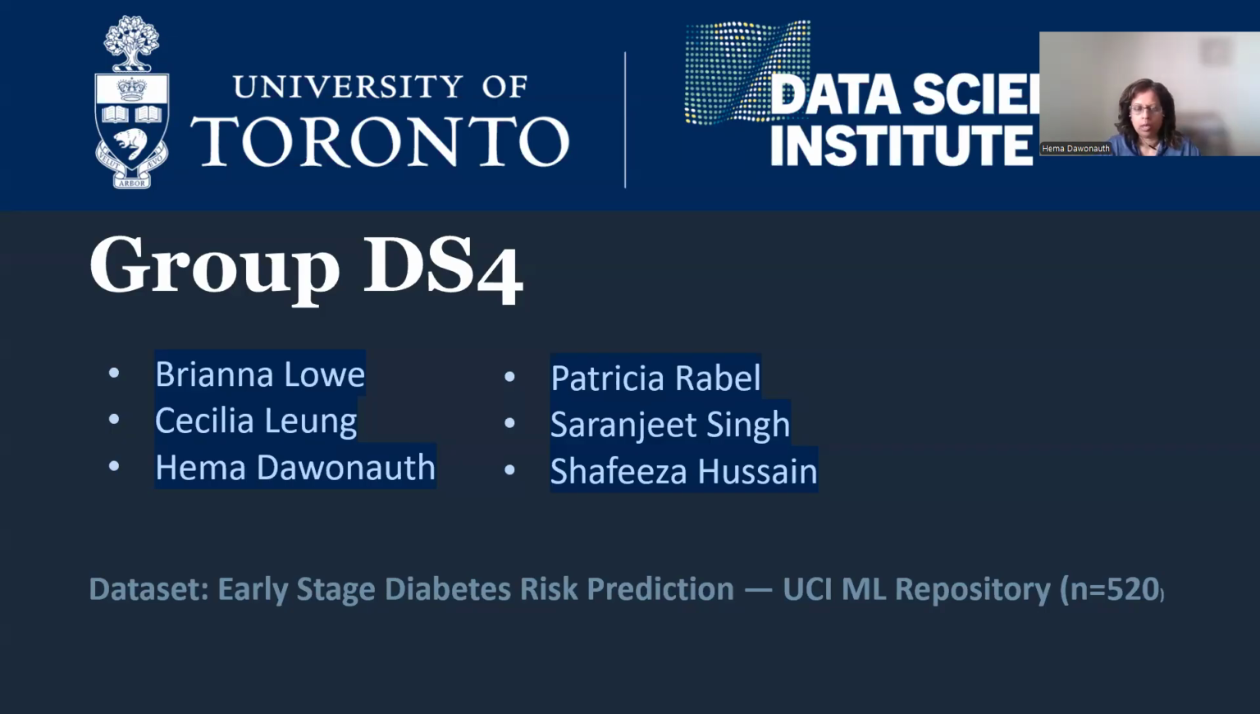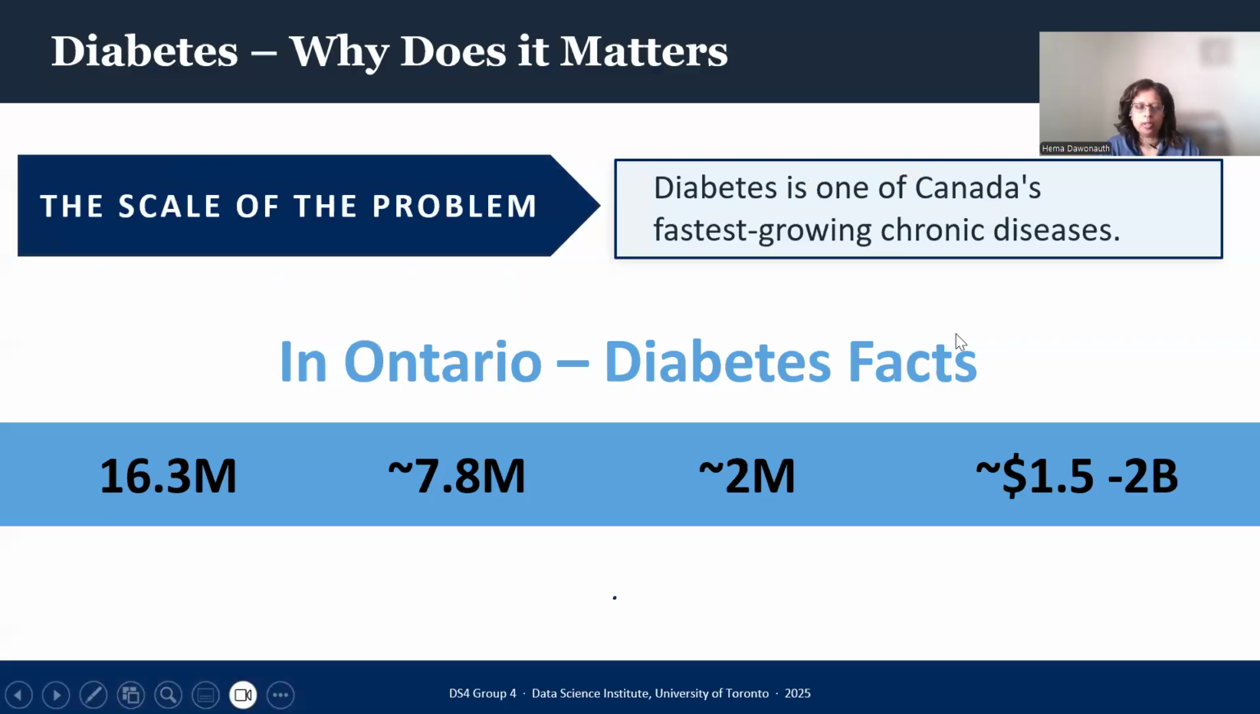Today I'm gonna talk about our project. Our goal was to use data visualization to convey our message, which was how we can prevent or detect diabetes early. We used a diabetes data set, and we used Ontario as our target population.